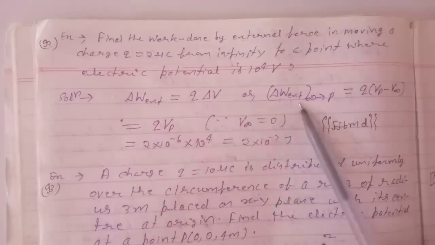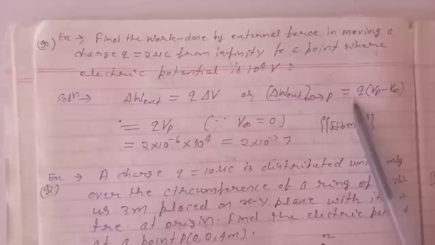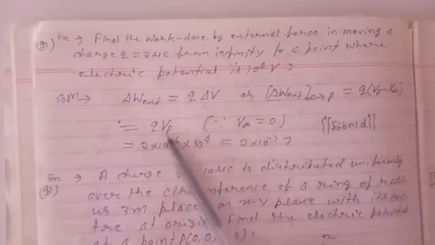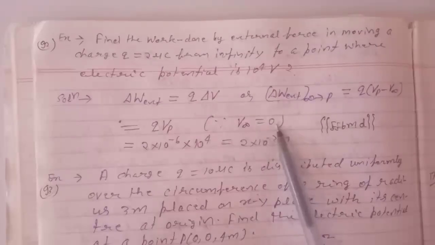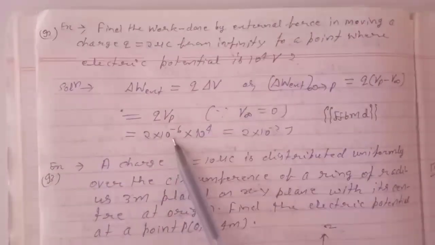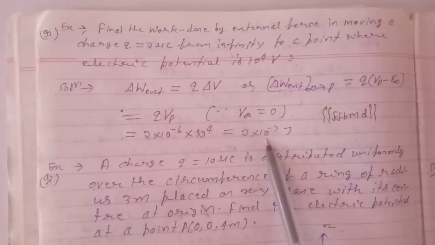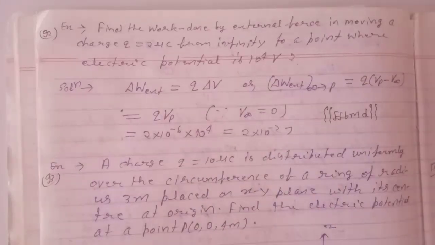or del W external from infinity to P equals Q into (Vp minus V infinity). So Q into Vp, since V infinity is equal to 0, so 2 into 10 to the power minus 6 into 10 to the power 4 equals 2 into 10 to the power minus 2 joule. Answer.